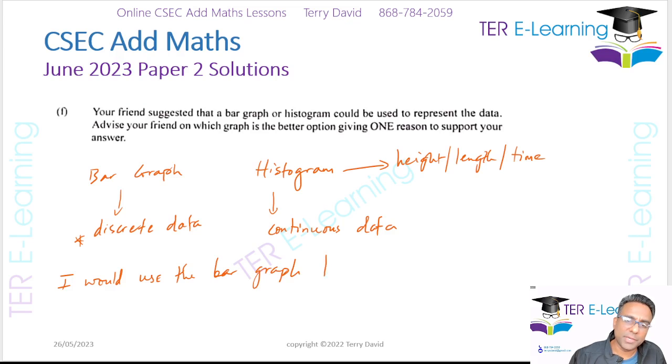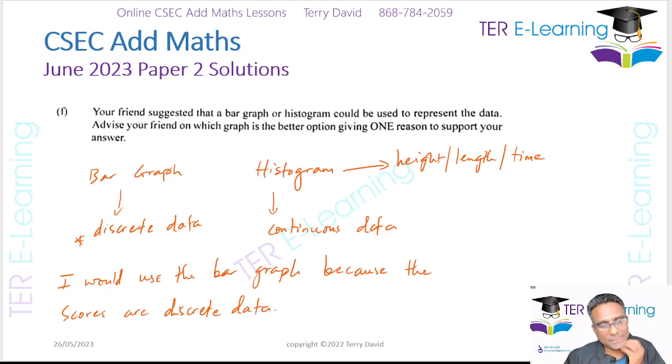Because the scores are discrete data. So that's basically it.